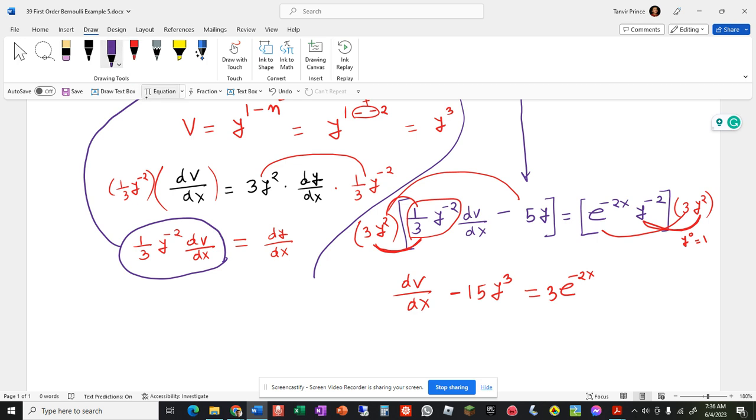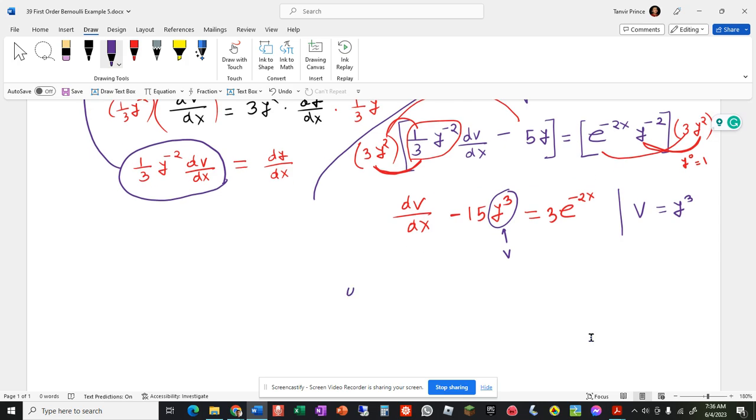And then we do not forget that y cube is actually v. So v is equal to y cube. So let's do that substitution. So I'm going to replace y cube by v, and there is no y after that, only x and v. So let's do that. So I get dv dx minus 15v equal to 3e to the negative 2x. So this is a linear equation in terms of v.